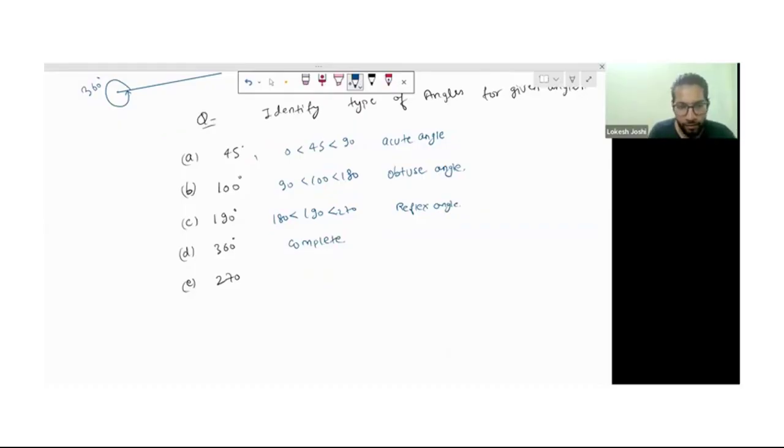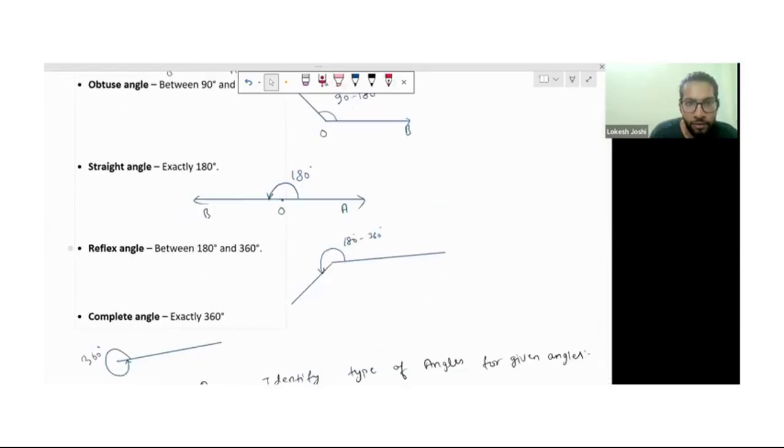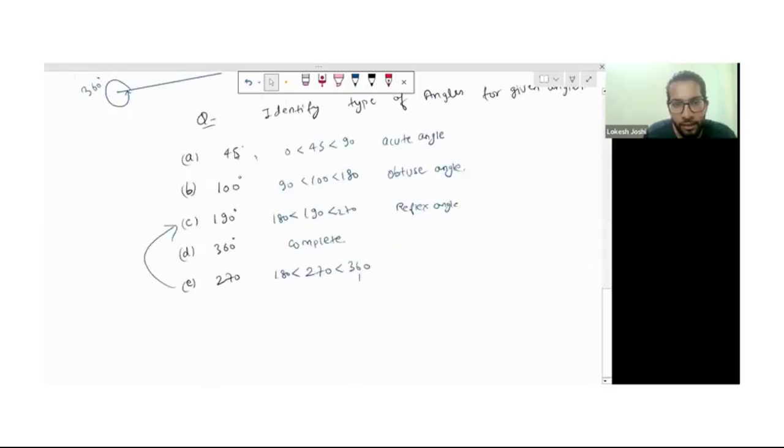Now for the final one, fifth part 270. You can pause the video after that, tell what's your answer. Now I am giving the solution. It's same like the C part, this one. Or you can refer to above. I have also mentioned there reflex angle. It's in between 180 and 360. So we can directly write its reflex angle.